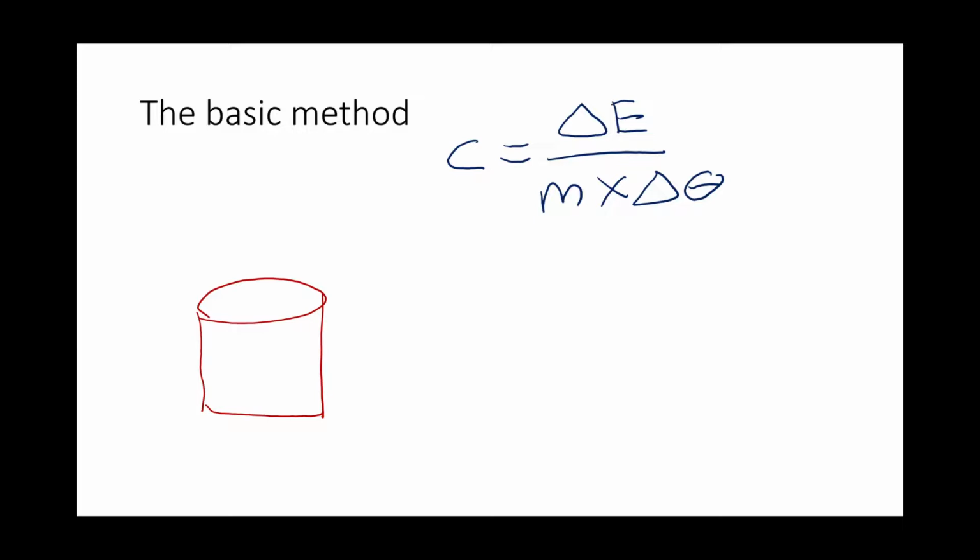We need to know the mass, and we need to know how much its temperature has changed. So first of all, what we're going to do, because we can do this before we heat it up at all, is measure its mass. How do we do that? We're going to measure the mass on a balance. Easy, okay? I've said what I'm measuring, and I've said the piece of equipment I'm going to use.